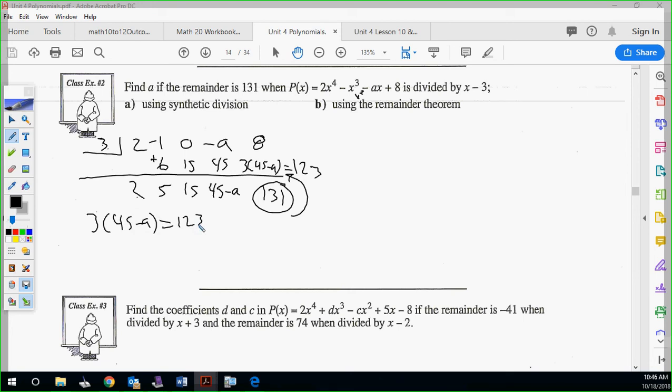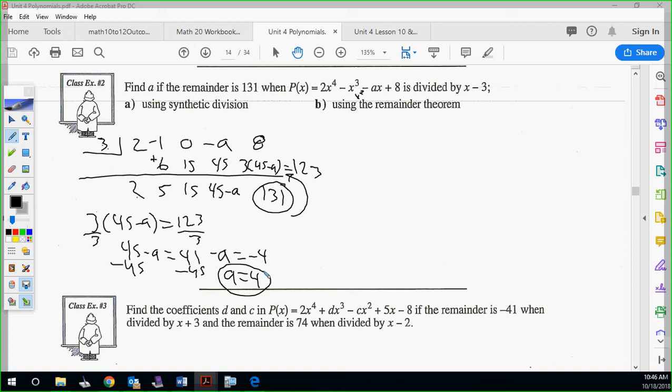I would divide by the 3 first, just because I know 3 goes into 123 41 times. So 45 minus a equals 41, minus the 45, minus the 45. Negative a equals negative 4, so a equals 4. That's the synthetic division way. Okay? Any questions?